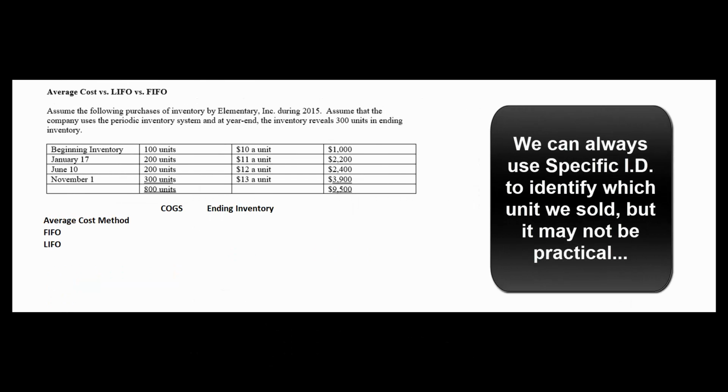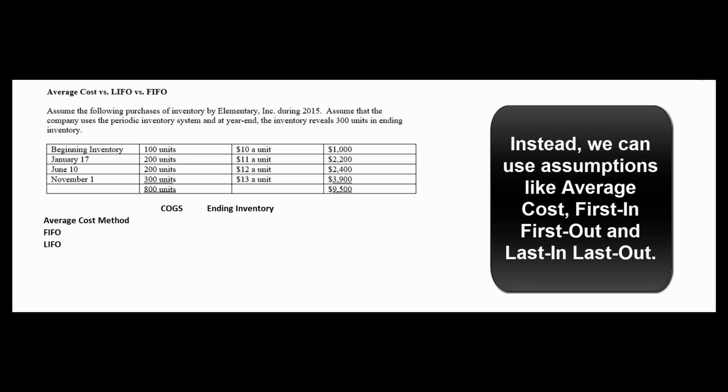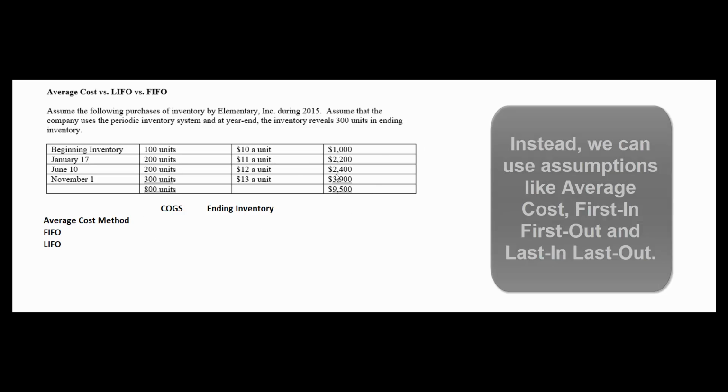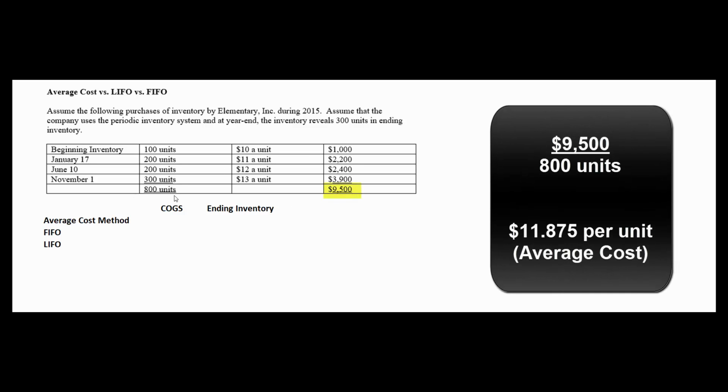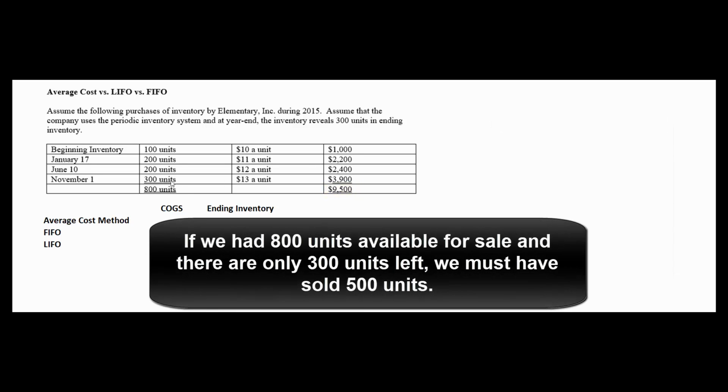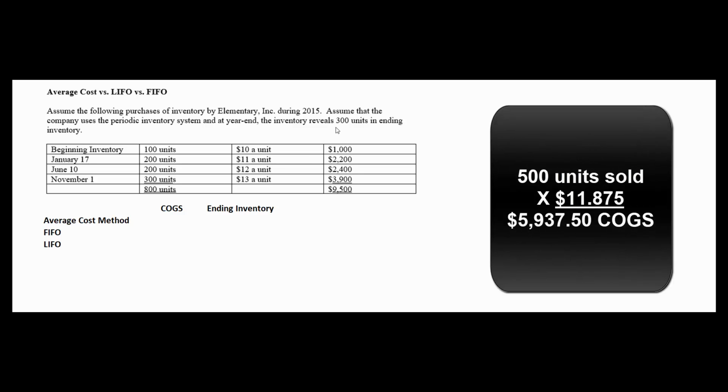We could always have had some kind of electronic system to measure which specific units we sold, but if we're selling hundreds of these things, maybe it's easier to use one of the assumptions. Let's start with average cost. If we spent $9,500 to buy 800 units, our cost per unit is $11.875. If we sold 500, how do we know we sold 500? There were 800 available for sale. There were 300 left. We must have sold 500. 500 times that 11.875 per unit means our cost of goods sold is 5937.5.